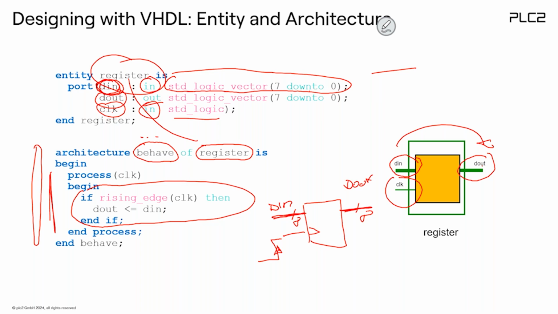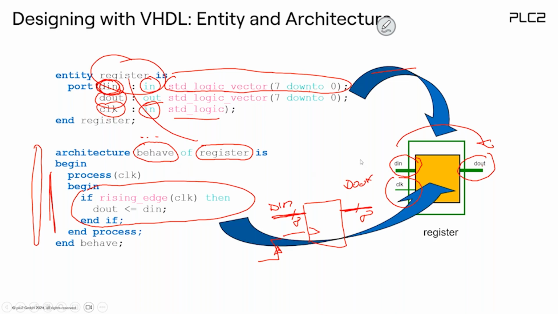So that's how we define the behavior of this function. So this means always a pair, a definition of always a pair consisting of entity and architecture. Okay, here we go. Let me just go to the next.